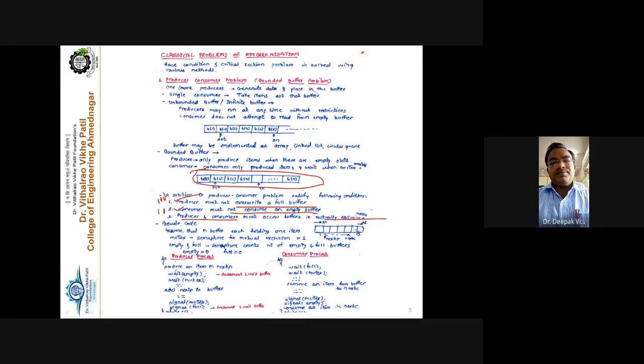They must access the buffer in a mutually exclusive manner. It means when the producer is producing and going on putting items in the buffer, the consumer has to wait. And when the consumer is consuming an item from the buffer, then the producer has to wait. The producer does not get access to that particular buffer.